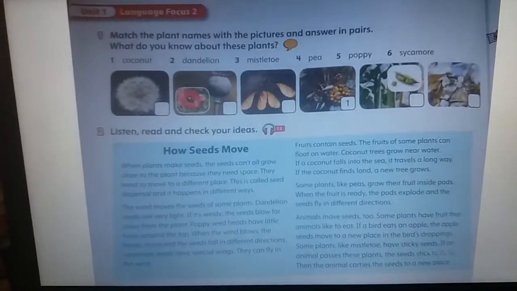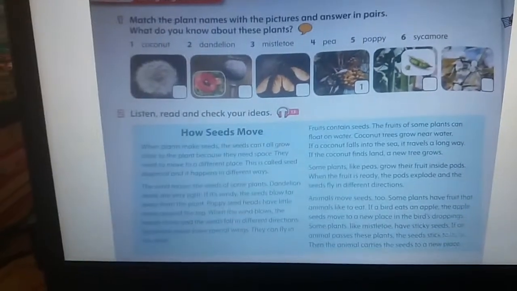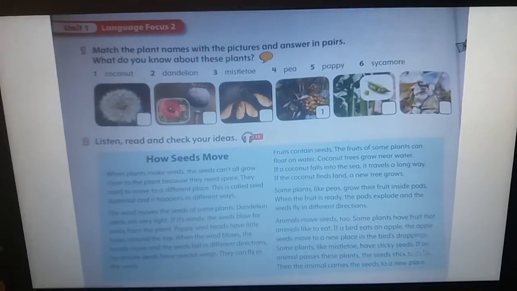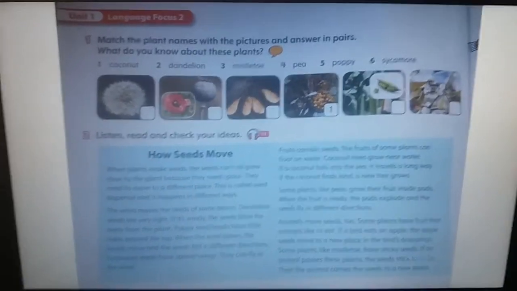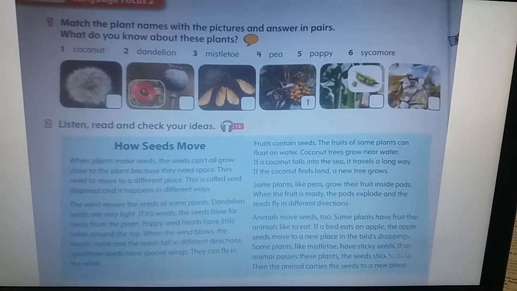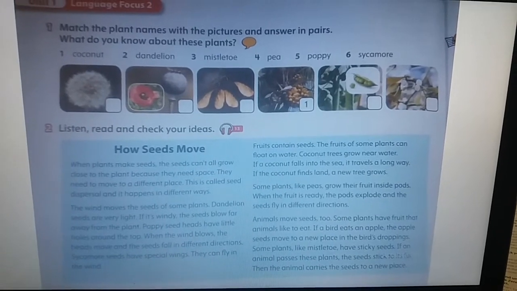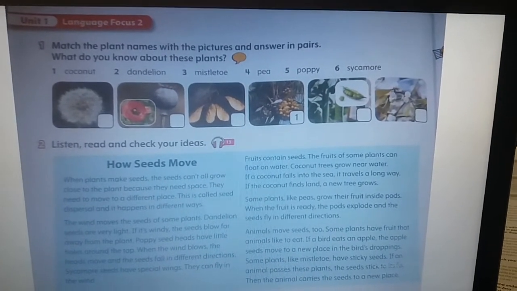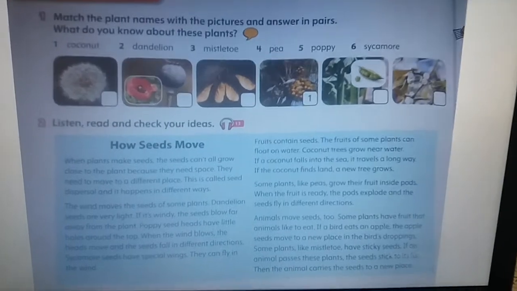Okay, next, this is your workbook. This is your student book. Open your student book, page 12. Okay, look at part 1. There are 6 pictures here. Okay, what is it?